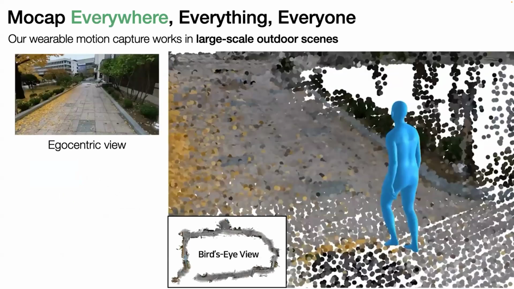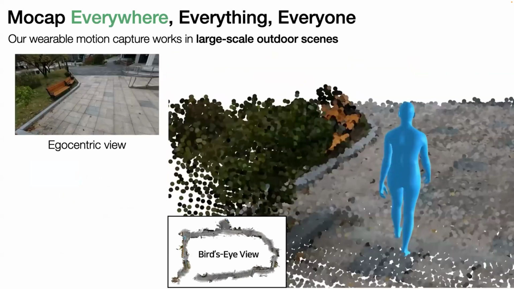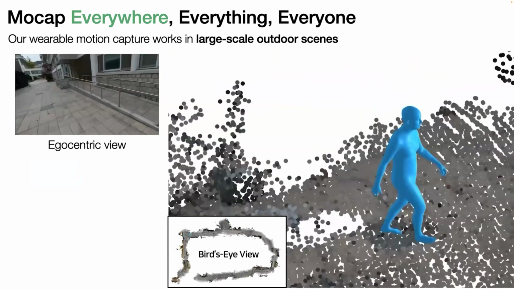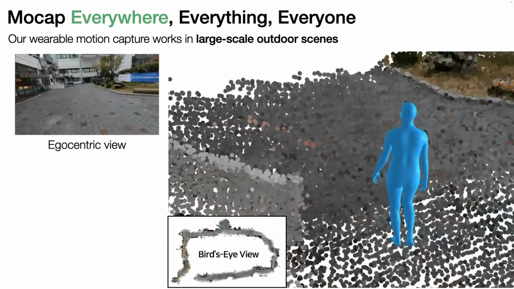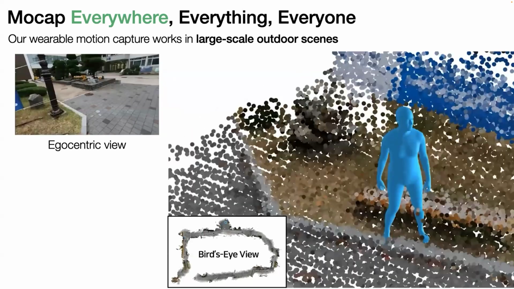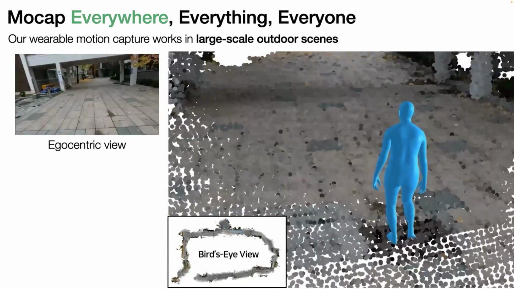So this is the output of the regression. This is just the monocular input video. You can see this bird's eye view. In fact, the space is pretty large, our campus area, and you can see the person's location here in the bird's eye view. Of course, the own body is never visible in this egocentric view in this example, but you can see the result is pretty reliable here.